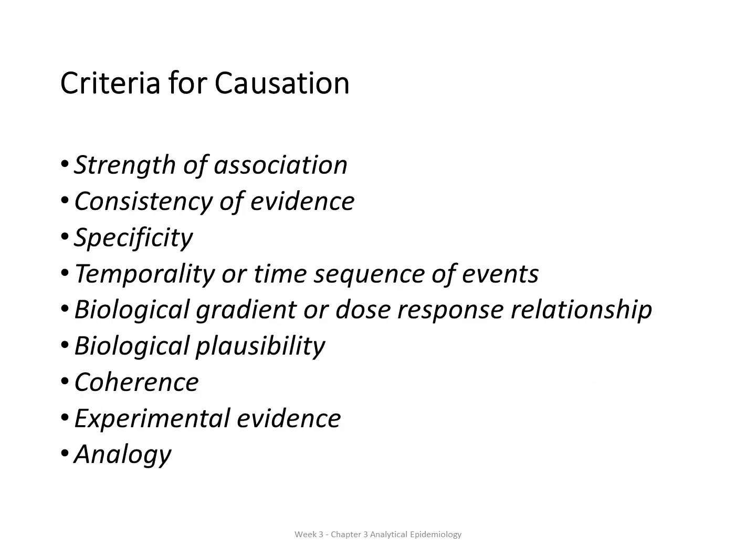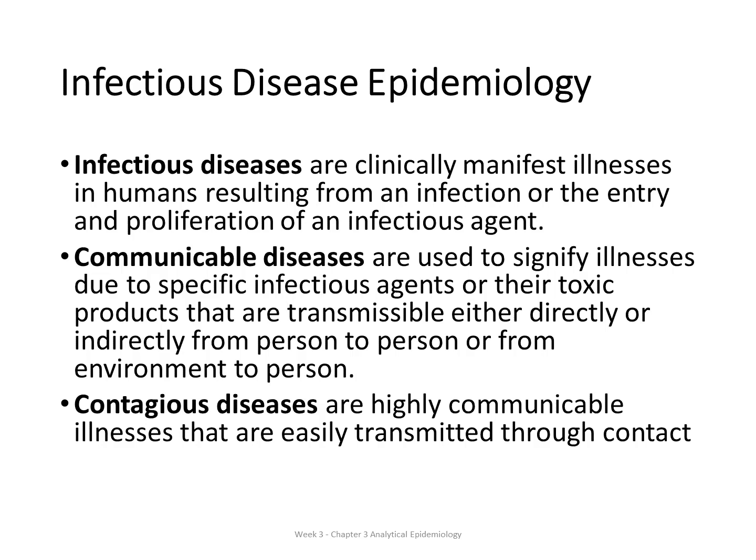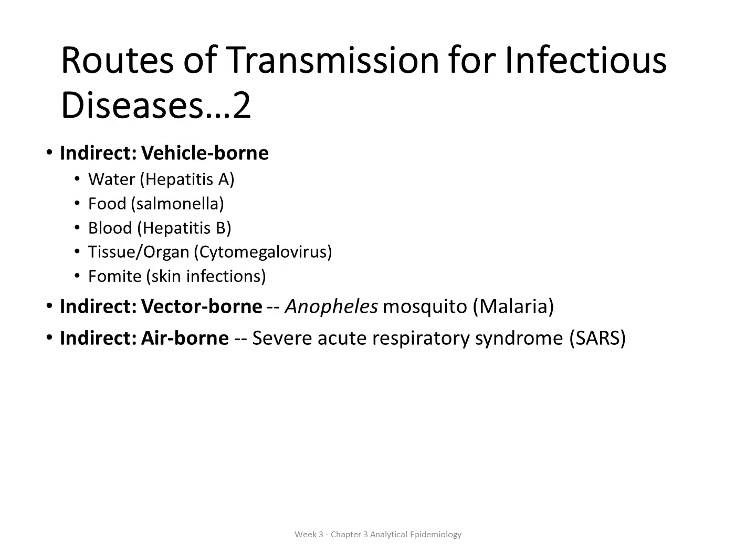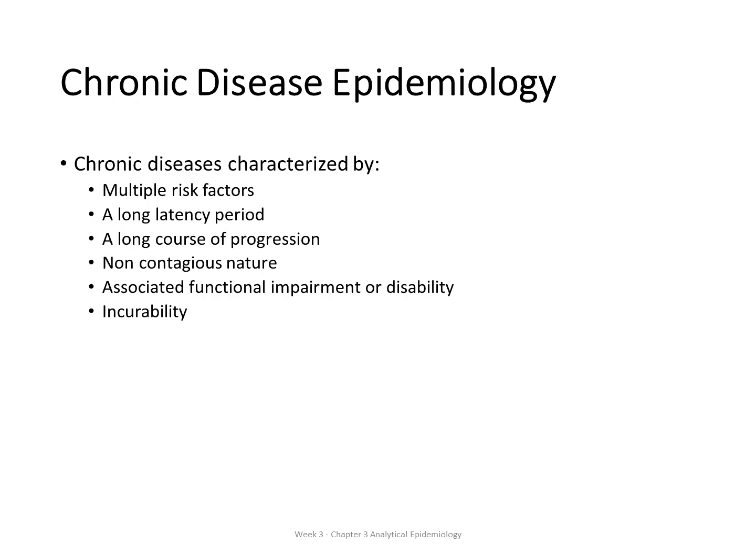Here are the criteria for causation, which you can read about more in your textbook, as well as the following slides that cover infectious disease epidemiology, so infectious diseases, communicable diseases, and contagious diseases. And these are the routes of transmission for infectious diseases. Here we discuss further chronic disease epidemiology. So just make sure you review all of these pages in your textbook.